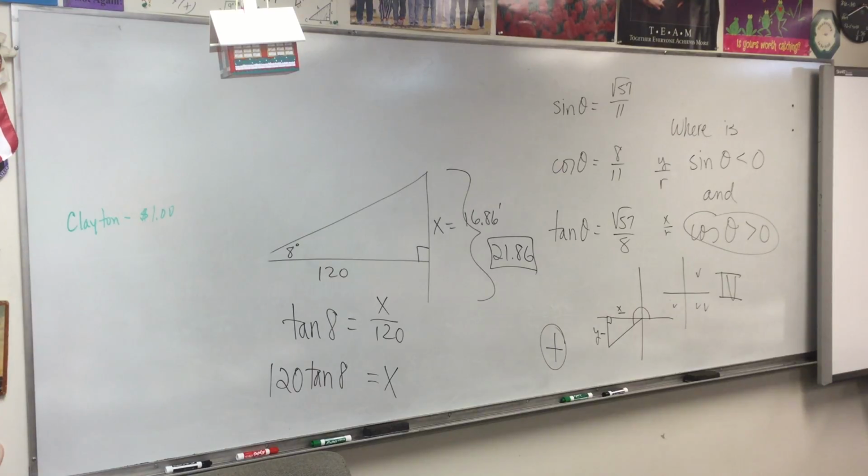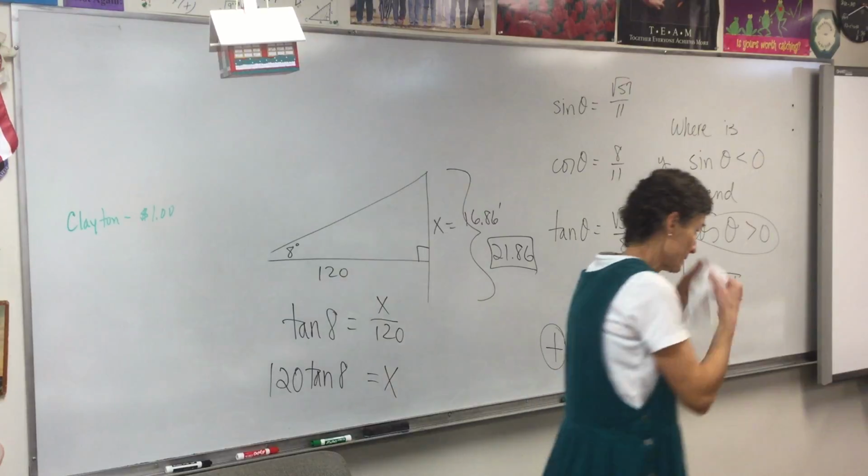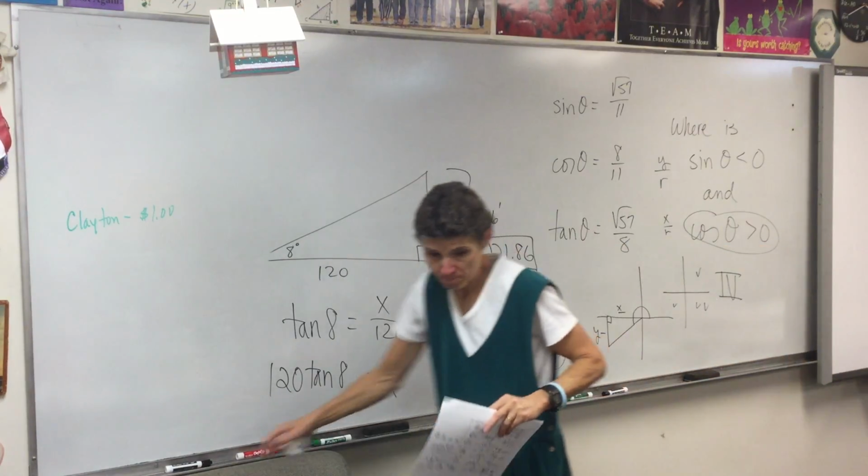Packet, page 1, here we go. Some of this should look very familiar to you, like question number 1. Convert 100 degrees to radians. What's our strategy?